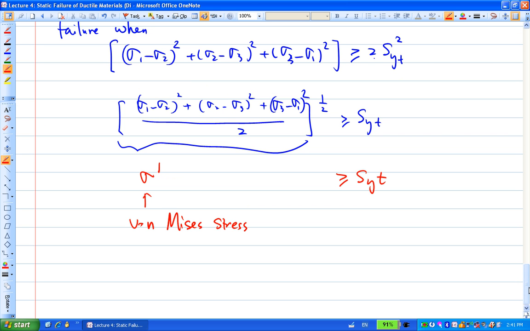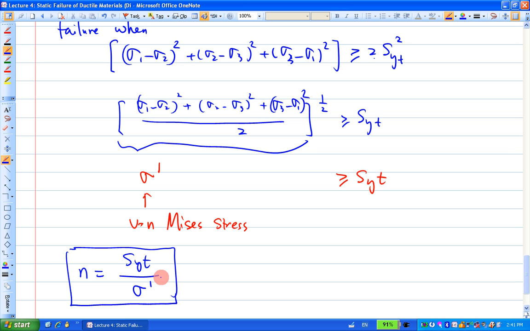Okay, so that's DE theory. And in terms of analysis of design using this theory, it's actually the same way of using it. What we do is look at the safety factor between SYT and sigma prime. Okay, so this is the safety factor here, right? If this is less than 1, then it's unsafe. If it's greater than 1, then it's safe.